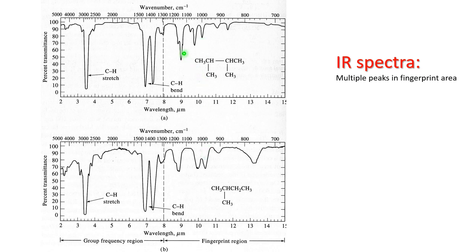As a result, here you can see 1, 2, 3, 4, 5, 6, 7, 8 peaks, and the isomeric compound has 1, 2, 3, 4, 5 absolutely different peaks here. So you can recognize which compound you deal with. In the group frequency region, you can see that all your vibrations will be the same if the structure is similar.